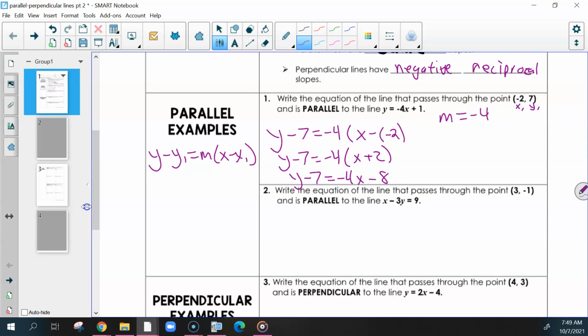And then after you distribute, you get y minus 1. So add 7 to the 5. Y equals -4x minus 1 is our new equation that is parallel to our original equation. The slopes are the same, but the y-intercepts are different. That's how we know that we have two parallel lines. If the y-intercepts were the same, we would have the same line, and it would not be parallel.